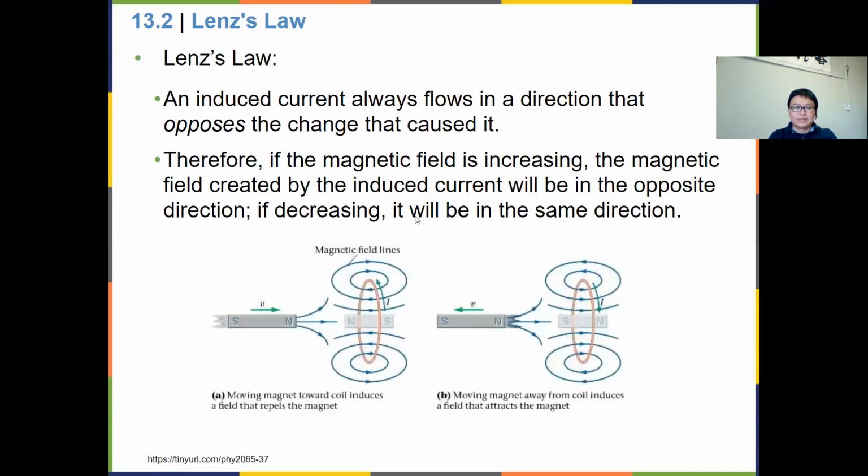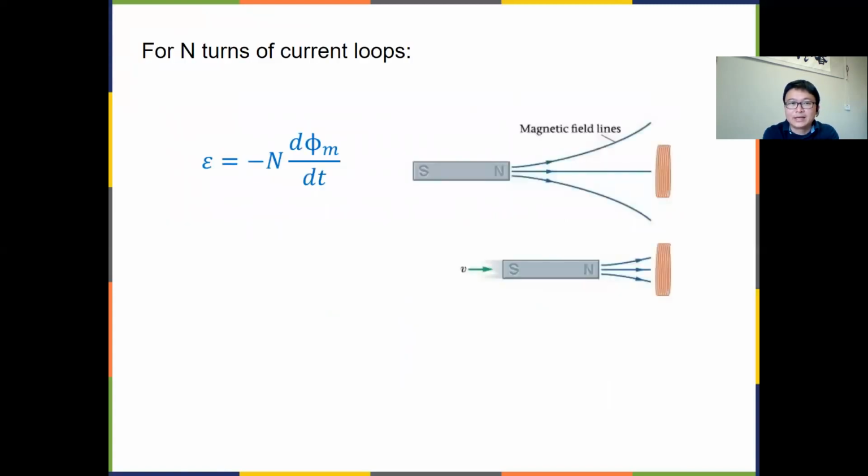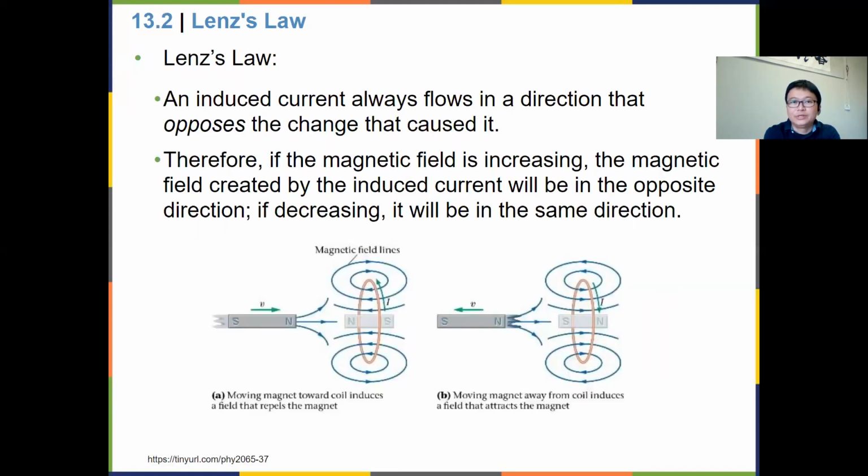Today we'll start with Lenz's law. Lenz's law says an induced current always flows in a direction that opposes the change that caused it. That is similar to Faraday's law, where we looked at the equation in the previous slide: there's a negative sign. The negative sign says the induced current or voltage opposes the change that caused it.